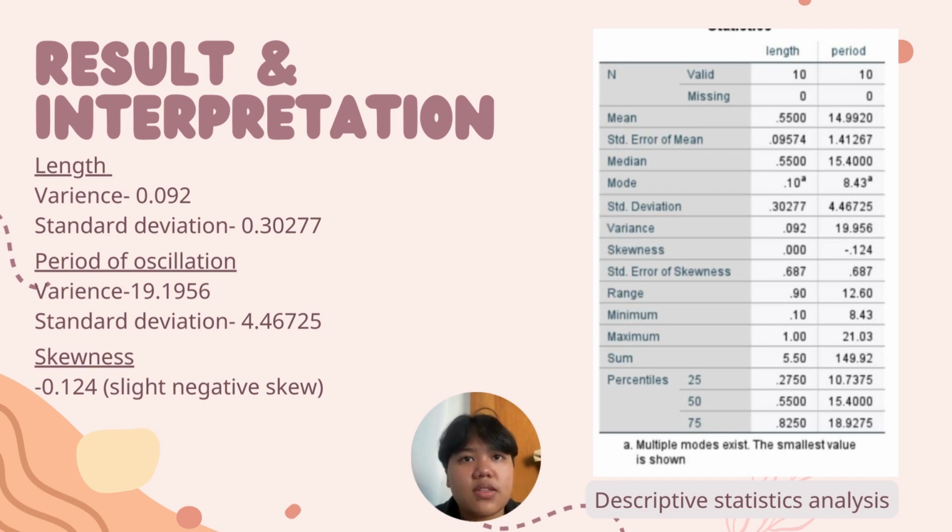The standard deviation represents the average distance between each data point and the mean. Since the standard deviation is relatively large, it suggests that the values in the data set are more widely dispersed and scattered around the mean of 14.9920.